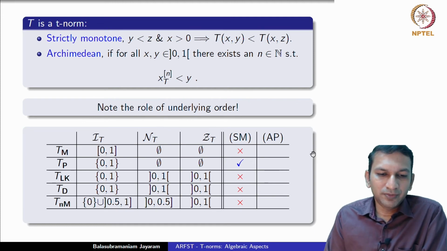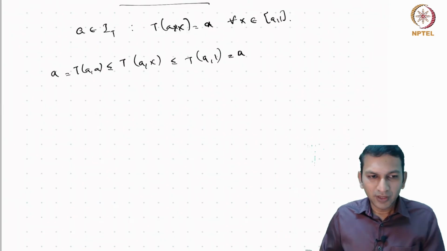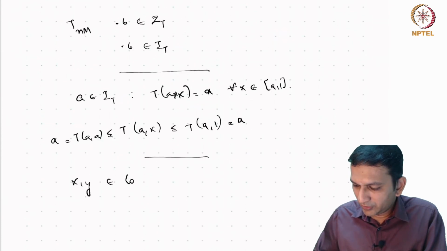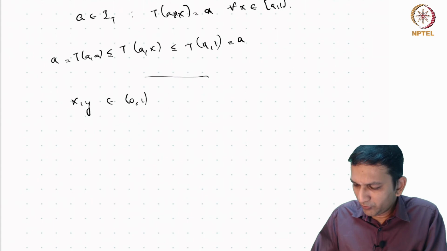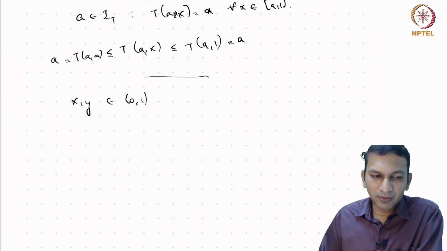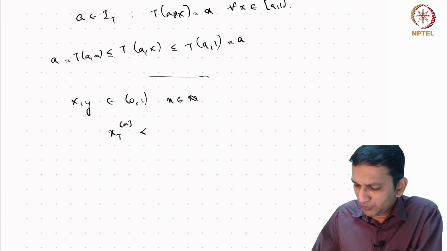What about the Archimedean property? How do we understand this? Now we are given two elements x and y in the open interval 0, 1. If we want to say that the T-norm enjoys the Archimedean property for any arbitrary pair x, y, we should be able to find an n such that x, when operated with itself n times, becomes smaller than y.